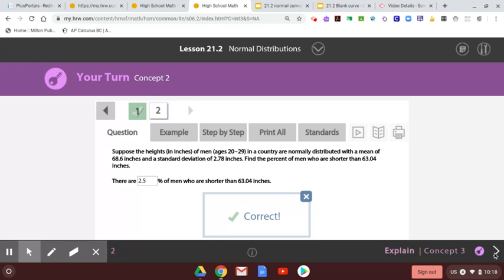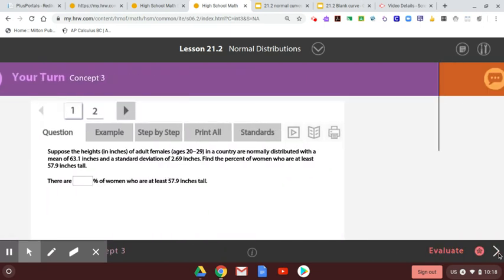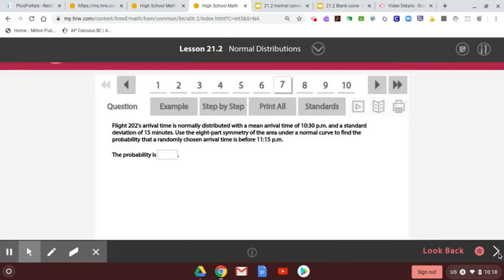So now let's just look at a question that asks for probability. So I'm going to skip that, and we're going to go to our next question, which is over here. Okay. So now it says Flight 202's arrival time is normally distributed with a mean arrival time of 10:30 and a standard deviation of 15 minutes. Use the 8-part symmetry, so that's that normal curve that we have broken up into 8 parts, to find the probability that a randomly chosen arrival time is before 11:15.